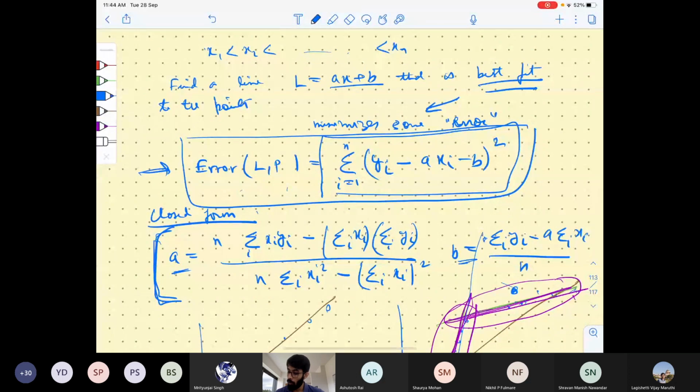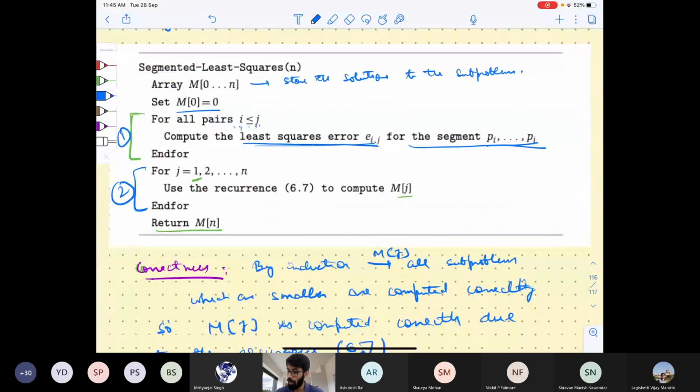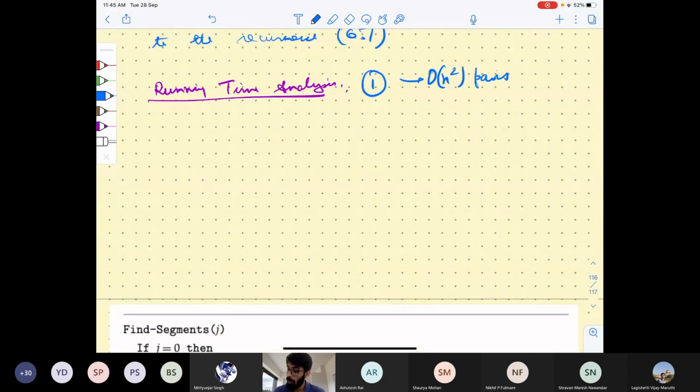This one error, and before that we need to find out this a, which uses these endpoints and so on. So basically, you have these endpoints, and you need to find things out. If you figure it out, you'll see that for each pair this can be done in order n time. So total time for step 1 is order n cubed, right?